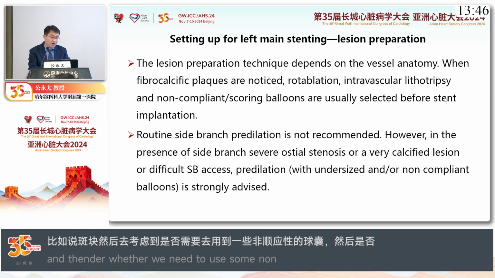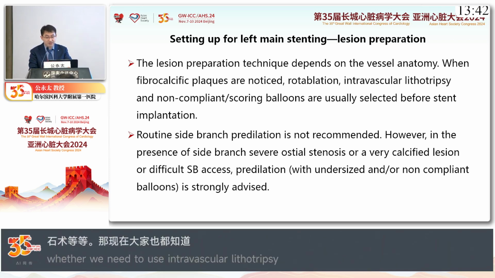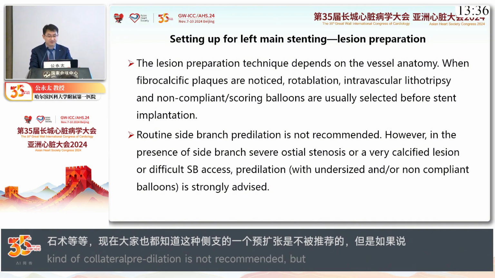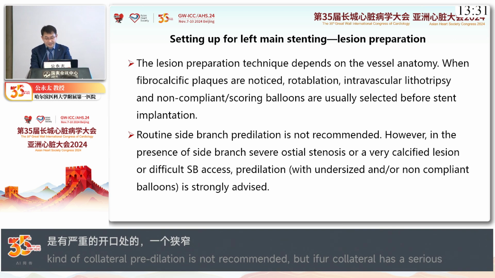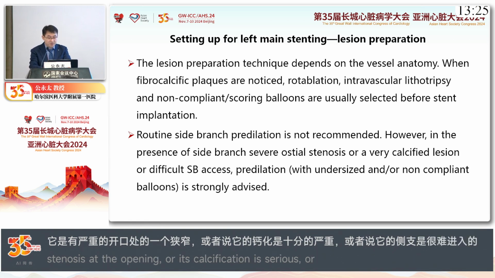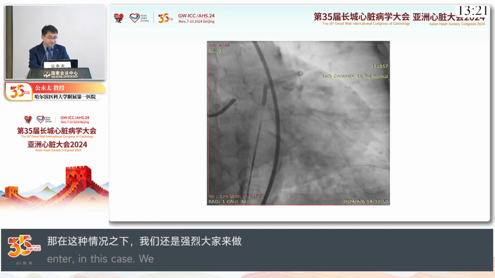As we know, routine side branch predilation is not recommended. However, in the presence of a side branch with significant stenosis or a very calcified lesion or difficult side branch access, predilation may be an acceptable option.